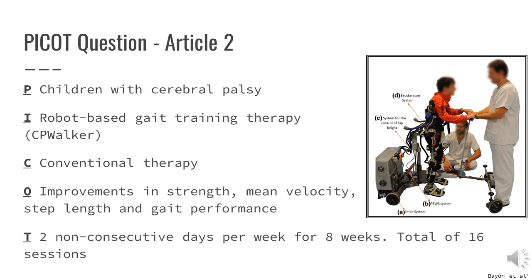Here is our PICO question for our article. So the population is children with cerebral palsy. Our intervention is a robot-based gait training therapy called CP Walker, shown in the photo. Our comparison is to regular conventional therapy for patients with cerebral palsy, and our outcomes found that there was an improvement in strength, mean velocity, step length, as well as gait performance. Time-wise, there are 2 non-consecutive days per week training sessions for a total of 8 weeks. This would bring our total number of sessions to 16.